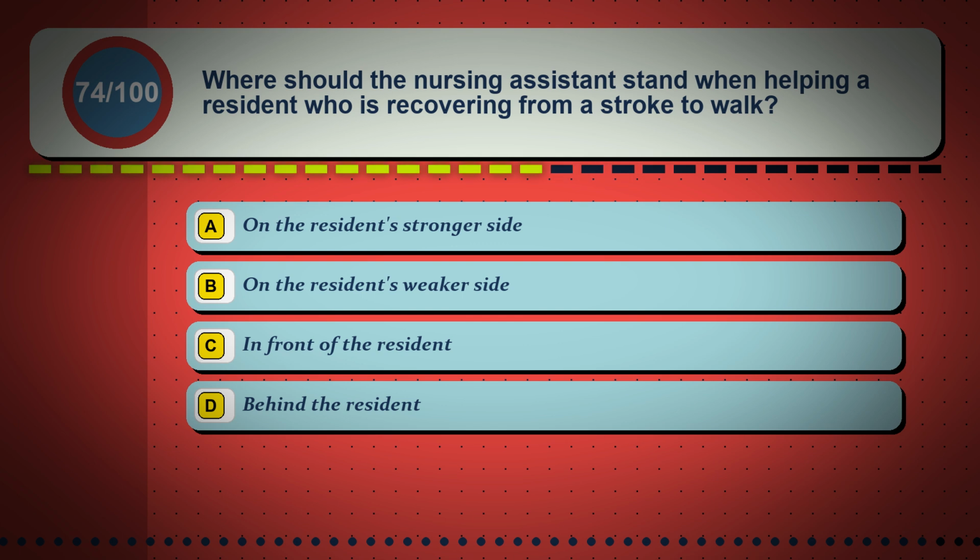walk? Option A, on the resident's stronger side. Option B, on the resident's weaker side. Option C, in front of the resident. Option D, behind the resident.